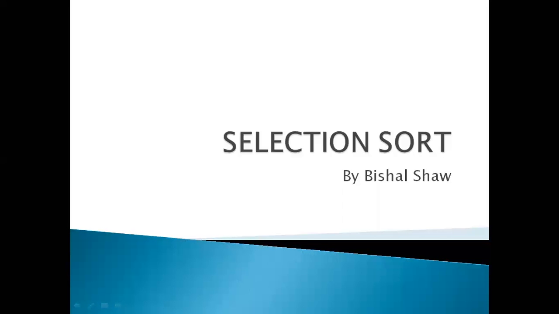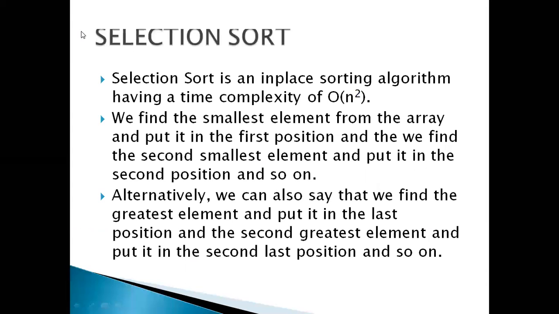So good morning everyone. Today we are going to learn about selection sort. So what is selection sort? Selection sort is an in-place sorting algorithm having a time complexity of order of n square. This is important. It is an in-place sorting algorithm and it has a time complexity of order of n square.